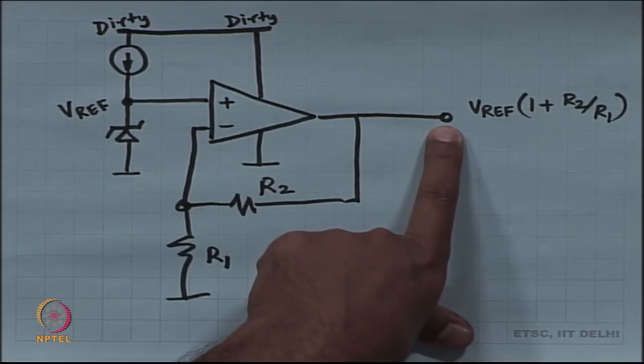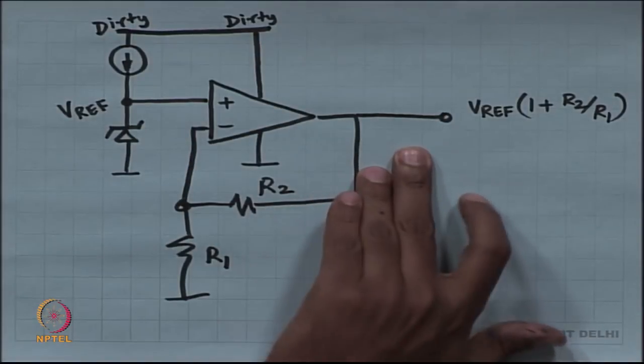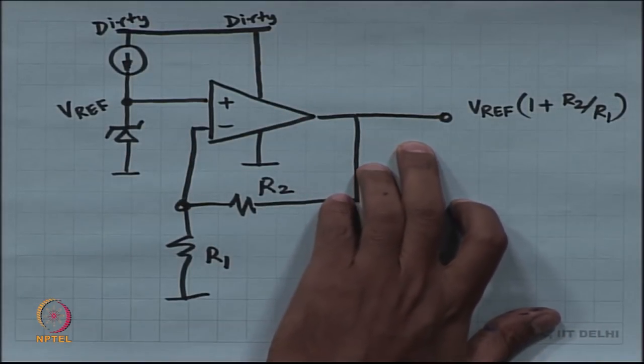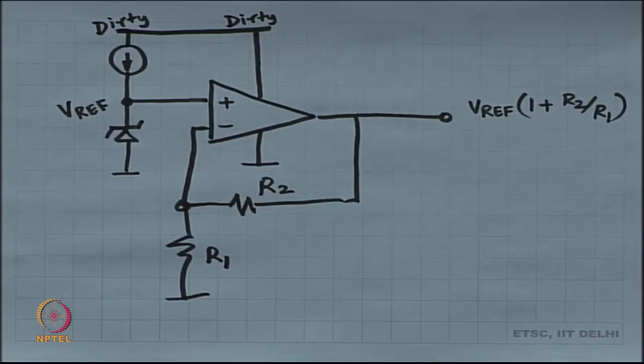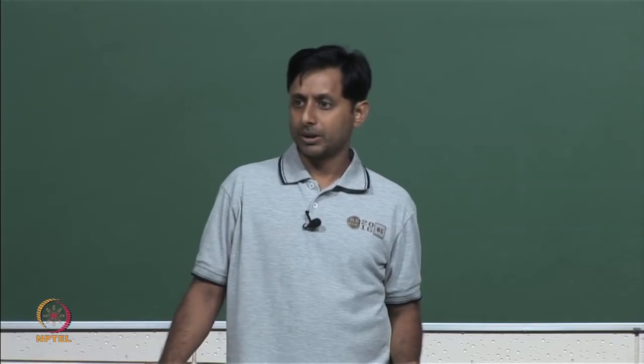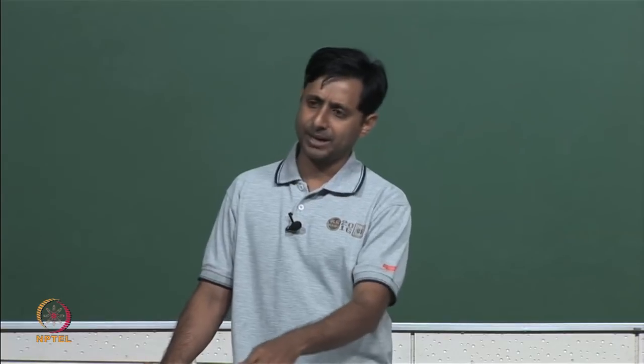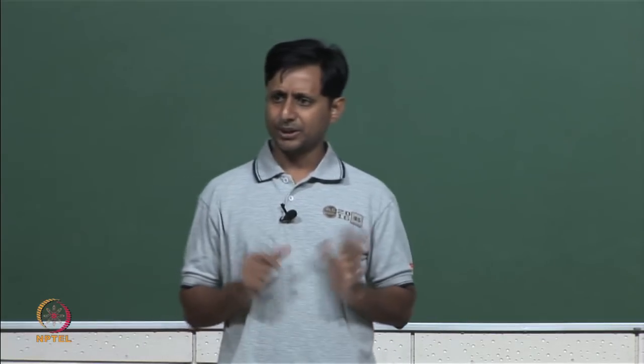That is called power supply rejection. How much of the dirty power supply is rejected in the actual clean power supply, that ratio is called power supply rejection. But otherwise this circuit looks okay. So, some non-ideality is there, that some dirty power supply might still come out, otherwise this looks okay.